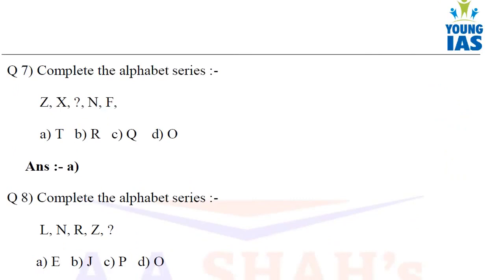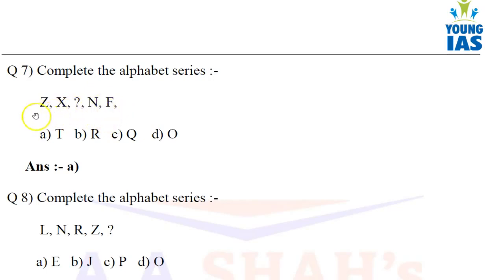Next question now. Complete the alphabet series Z, X, dash, N, F. So now here if you observe Z and X, Z minus 2 would give you X. And now this is a blank, so we cannot analyze here. Now here you observe N and F. So what? N minus what is F? N minus 8 would be F.